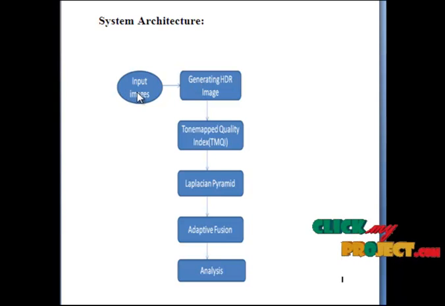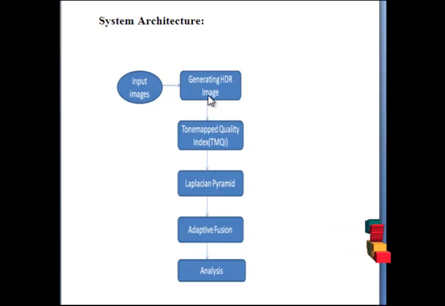Here we have to provide our input image. The input images contain the three exposure images such as low exposure, mid exposure and high exposure. These exposure images are passed for generating the HDR image. Making use of the given exposure level for a dataset, it generates an HDR image. This HDR image is stored in the HDR format. The generated HDR image is passed to the tone map quality index.